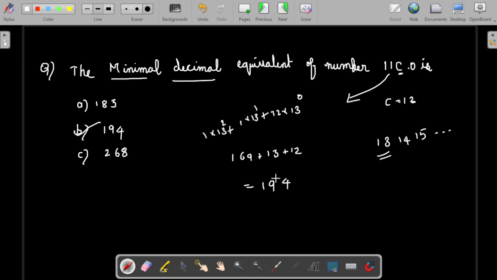I hope this is understood for you guys. I think this is a very good question. Even if you try to use base 14 or 15, the answer may match or another one may come. But what is the minimal number? So 194 is the minimal decimal equivalent that we will get for the number which is given. So this is one of the good questions that they ask.